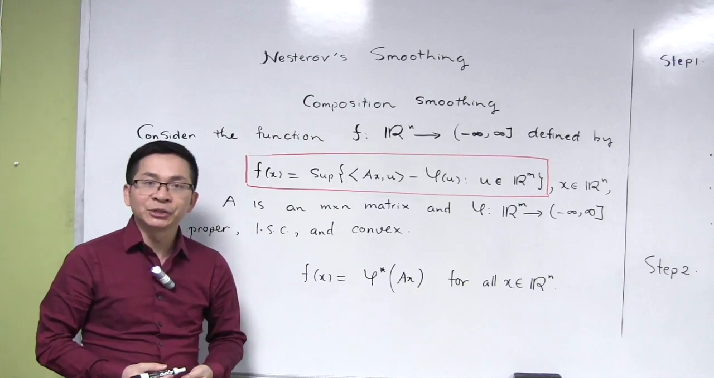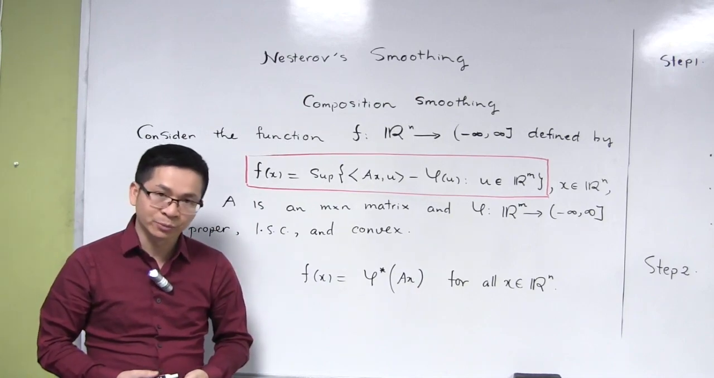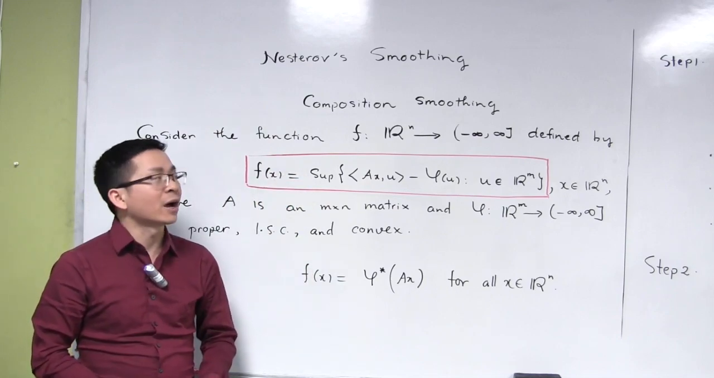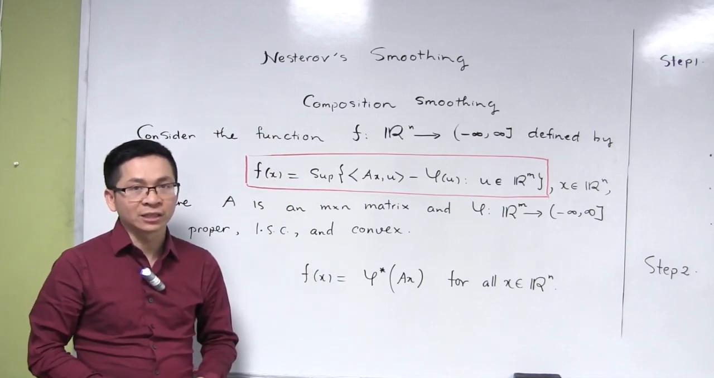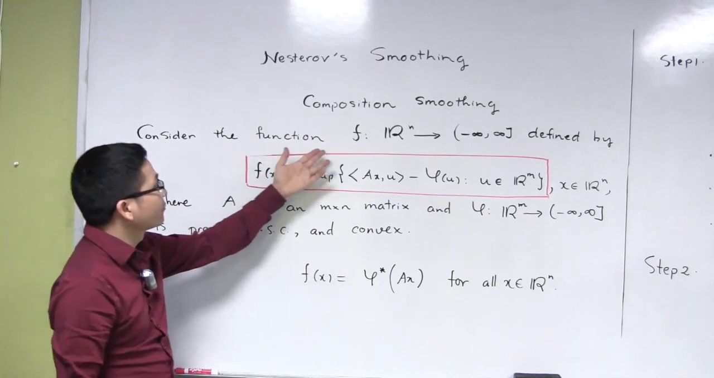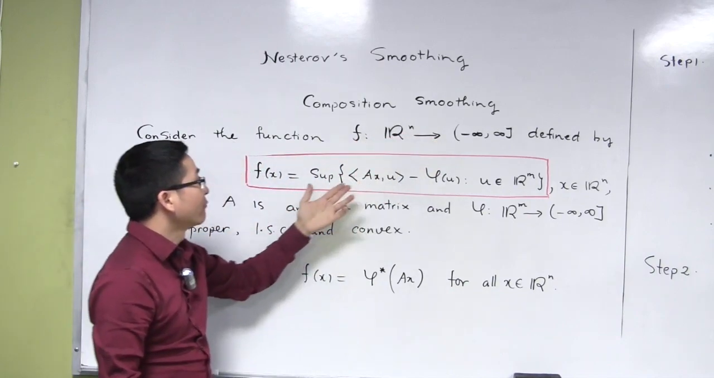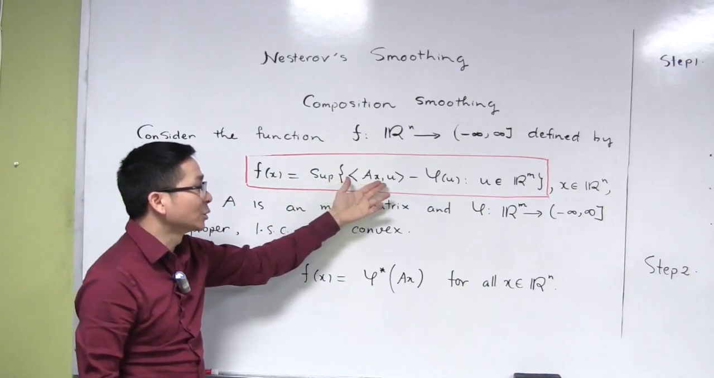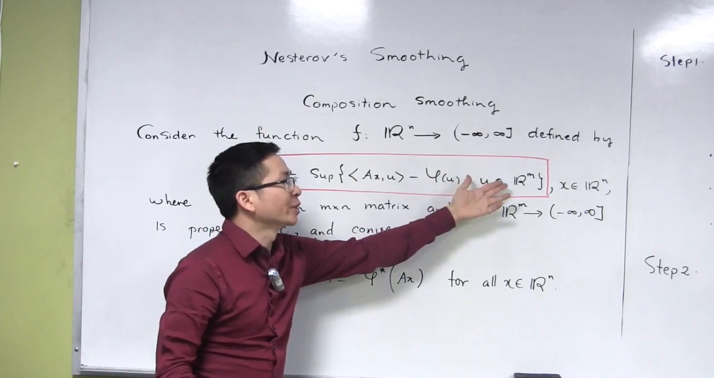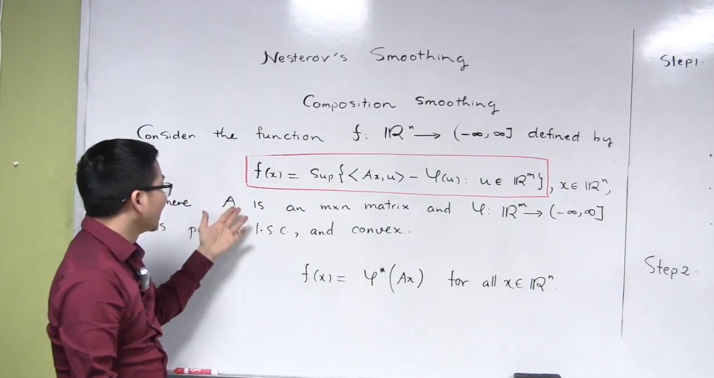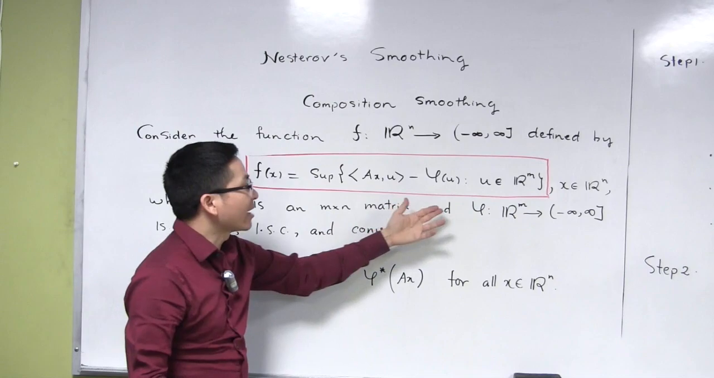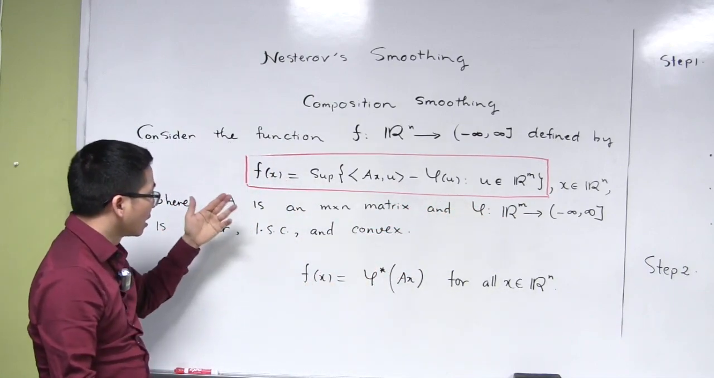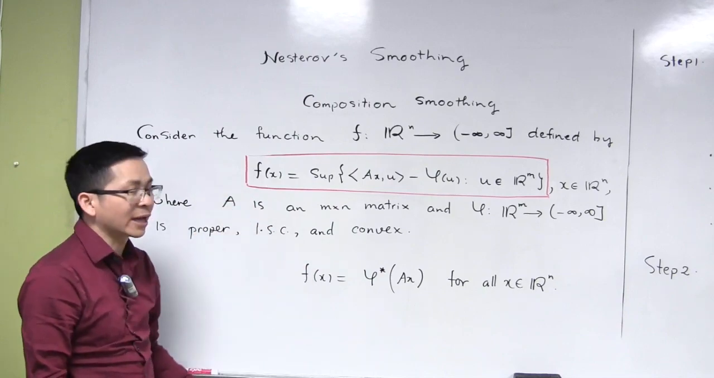Today I'm going to continue my previous lecture on Nesterov smoothing. Our goal is to build smooth approximations for a more complicated class of functions. We consider the function f defined on R^n by the following formula. f(x) is the supremum of the inner product of Ax and u minus φ(u), where u runs in R^m. Here, A is an m by n matrix, and φ from R^m to the extended real line is proper, lower semi-continuous and convex.